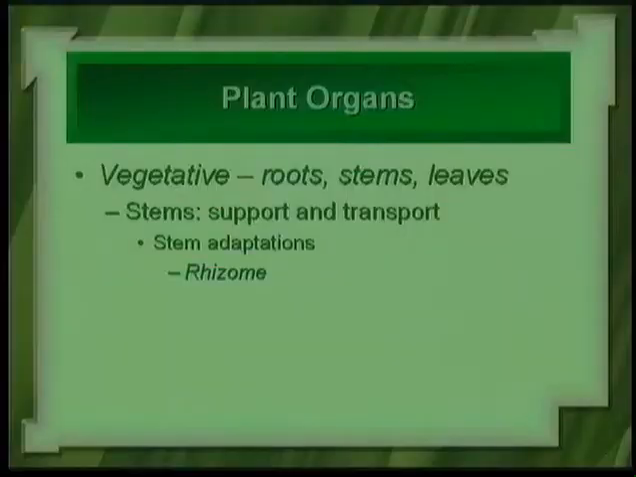All right, next we're going to get into different kinds of stem adaptations, and I'm going to mostly just mention the types that you can look at and see for yourself. So one kind of stem adaptation that we have is called a rhizome. What is a rhizome? A rhizome is an underground horizontal stem. And remember, what makes a stem a stem? Remember that you have nodes and internodes.